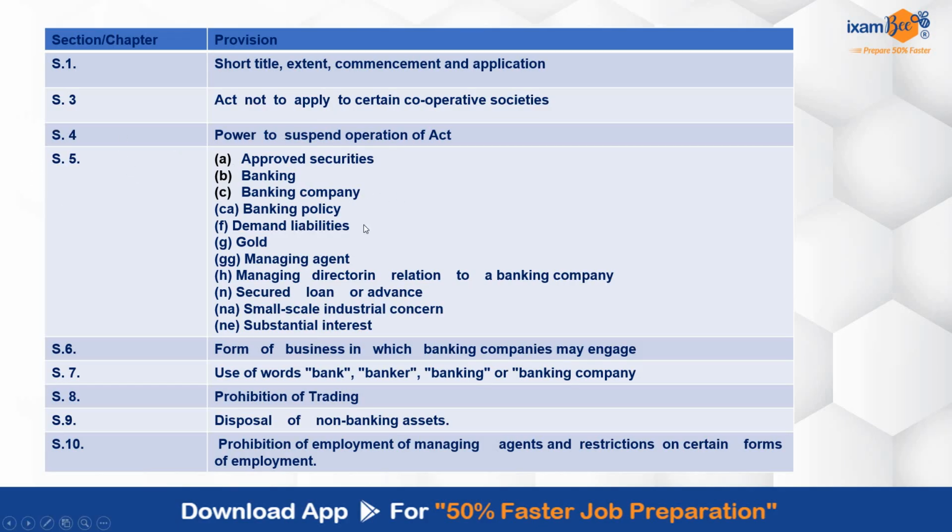Approved securities, banking company, banking policy. Demand liabilities, gold, managing agent, managing director in relation to banking company, secured loan or advance, small scale industrial concerns, substantial interest. Section 6. Form of business in which the banking companies may engage. Use of words bank, banker, banking or banking company. Prohibition of trading, disposal of non-banking assets. Prohibition of employment of managing agents and restrictions on certain forms of employment. ये भी sections important है 6, 7, 8, 9, 10.